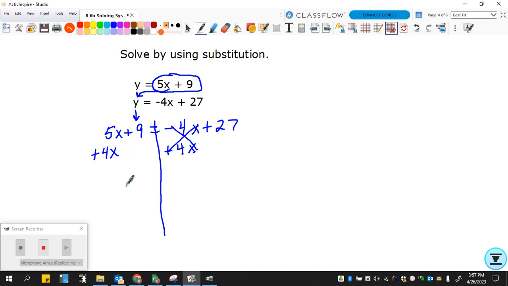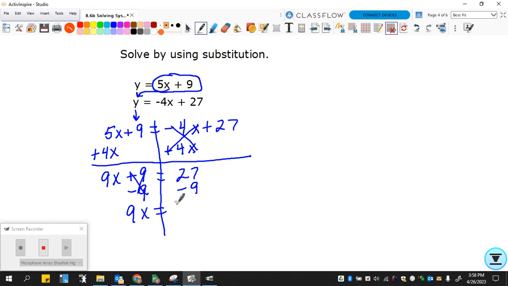Negative 4 plus 4 cancels out. 5 plus 4 is 9. X plus 9 is equal to 27. Inverse operation, minus 9, minus 9. So 9x is equal to 18, divided by 9.